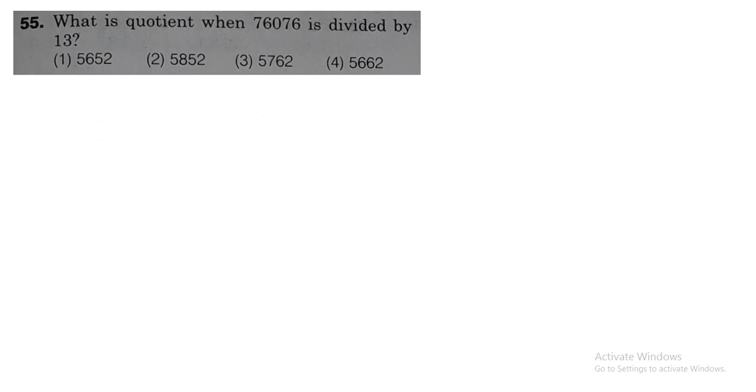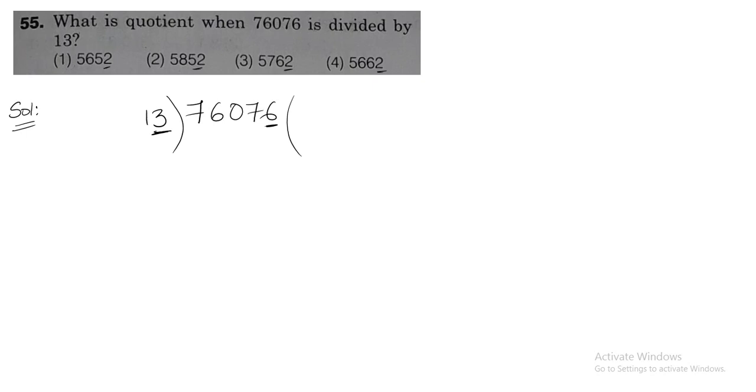Next, moving on to question number 55. What is the quotient when 76076 is divided by 13? So 76076 is divided by 13. Okay, let us see this. How to find the quotient? The quotient is obtained by dividing with 13. Now if you observe, 3 multiplied by 2 will give me 6, right? In all the options the units digit is 2, so there is no restriction for that.